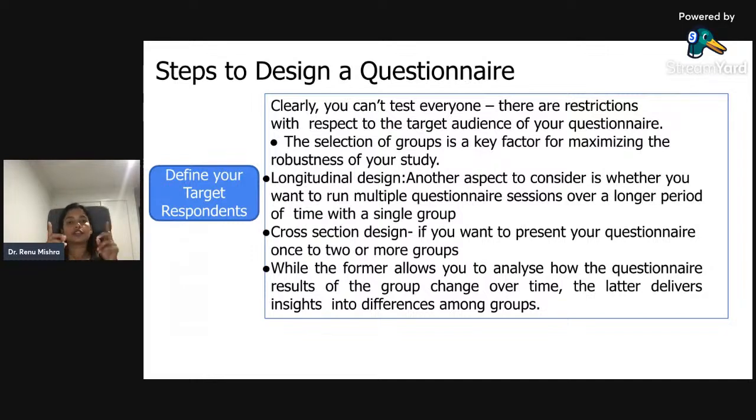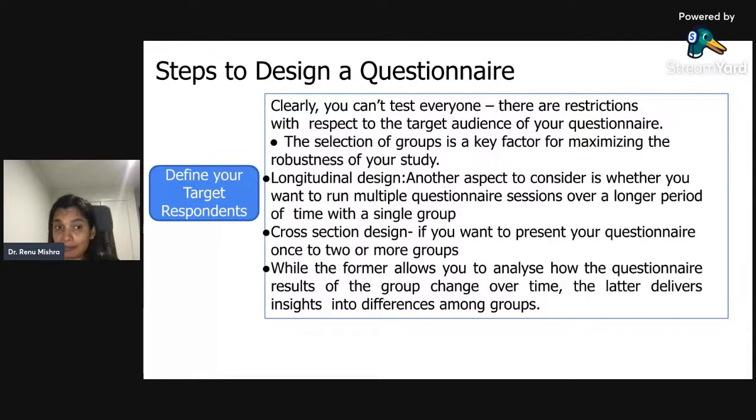Means you have, let's say, 10 people. You are giving them the same questionnaire again and again. Let's say for 6 months you are giving them the same questionnaire, with a short interval of time, with a short break in time. This is longitudinal. Remember, longitudinal: long period of time, same people.